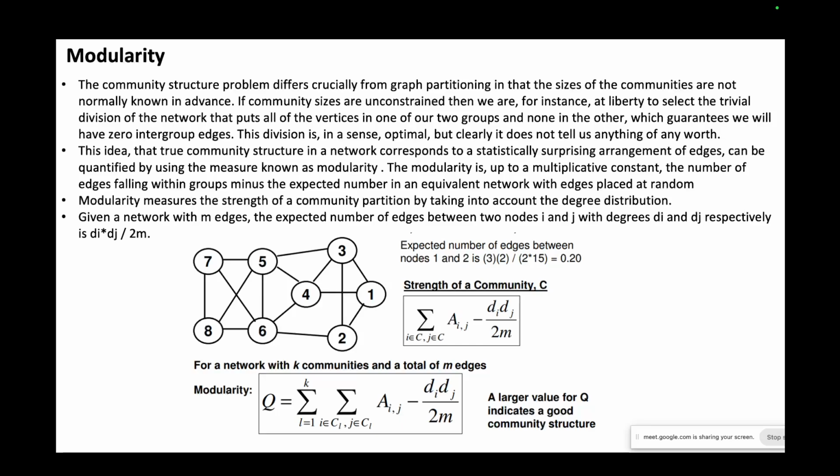Yeah, so I'll just read from here. Modularity measures the strength of the community partition by taking into account the degree distribution. And given a network with m edges, the expected number of edges between two nodes i and j with degrees di and dj is given by di star dj by 2m. So this is actually the formula: if you have m edges, the expected number of edges between two nodes i and j is di star dj by 2m.